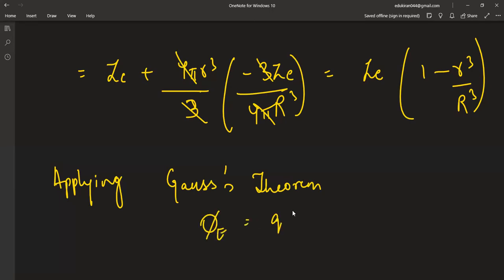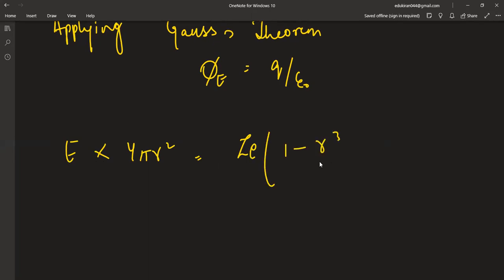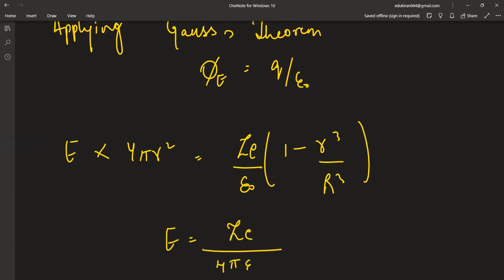this will be equal to Q by epsilon naught. So now you equate both these equations. Electric field into 4 pi r square would be equal to, what is the charge? Charge is ZE times 1 minus r cube by capital R cube, divided by epsilon naught. So what is the electric field? Electric field is ZE by 4 pi epsilon naught.